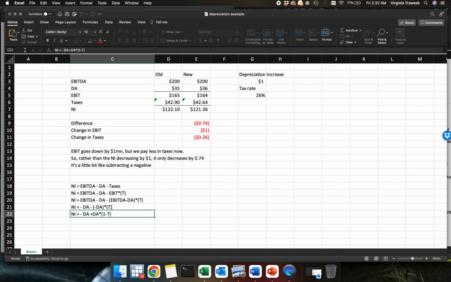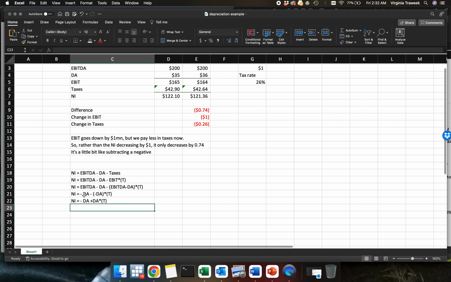And from here, I have the minus depreciation. Oh, so when I look at the change, this is the actual formula, but when I want to look at the change, EBITDA doesn't change if depreciation increases by $1 million, but depreciation does change. And so any term that talks to depreciation is also going to affect that.